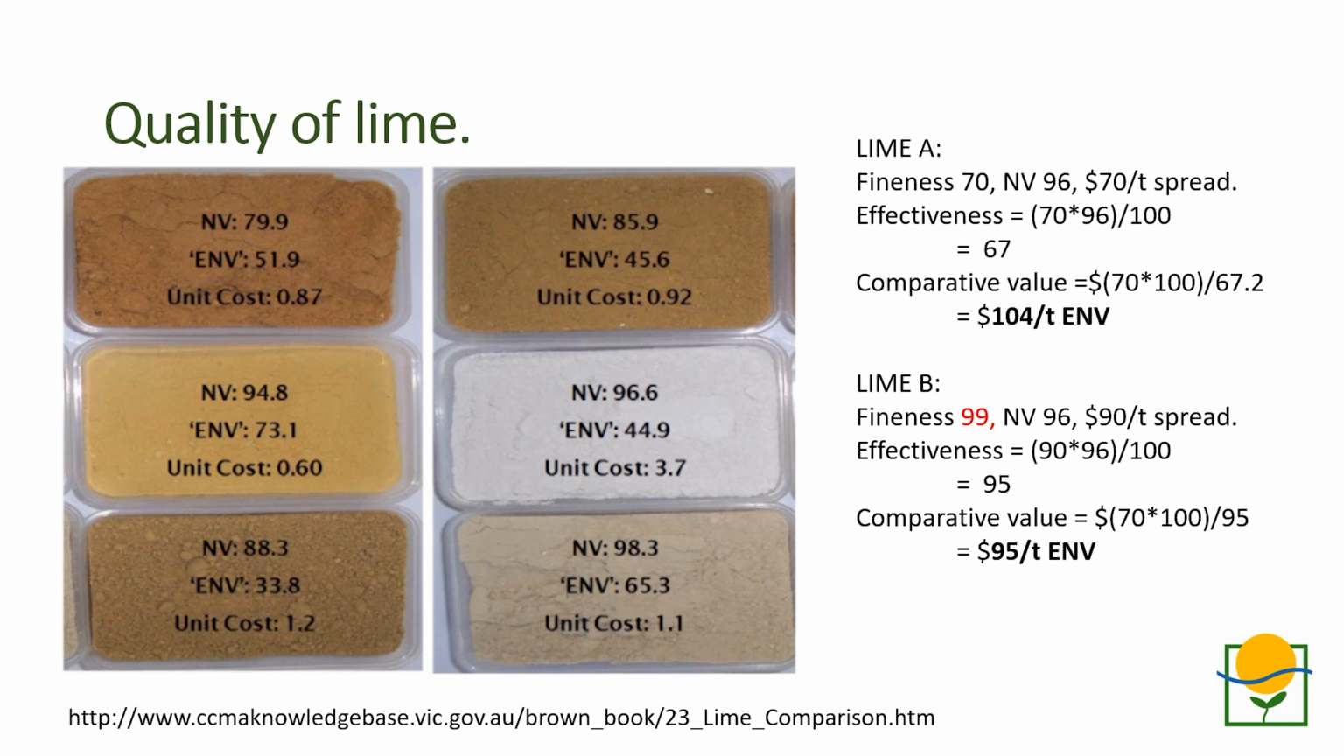In the example on the right, lime B has the same NV but is more expensive per tonne than lime A. The smaller particle size of lime B gives it a higher ENV, and so it turns out to be the cheaper lime source based on effectiveness. So when you buy lime, just make sure it comes with a test certificate explaining what its neutralising and equivalent neutralising values are, so you can work out what gives you the best value for your dollar spent on lime.